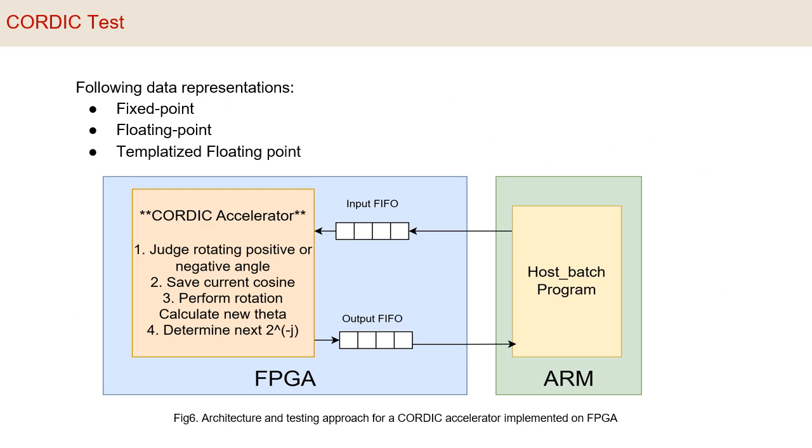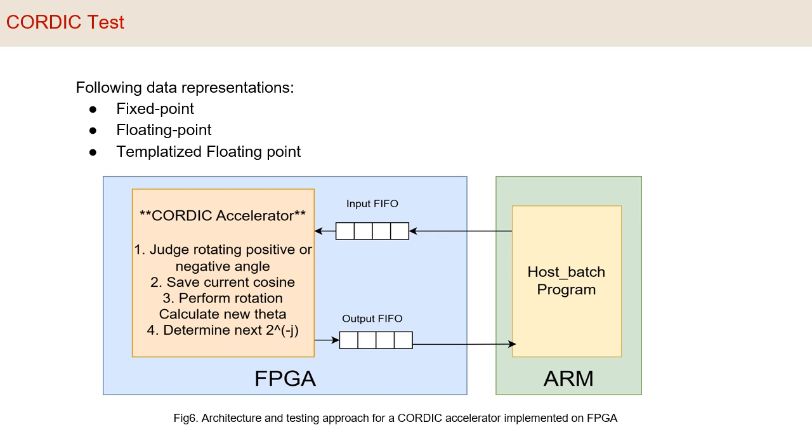Now, let's talk about the testing of the CORDIC algorithm. This slide represents the architecture and testing approach for a CORDIC accelerator implemented on the FPGA. The testing uses three types of data representations: fixed point, floating point, and templatized floating point. Fixed point is also included because it is the most efficient option for CORDIC applications. Fixed point arithmetic reduces latency and makes CORDIC ideal for many real-time applications.